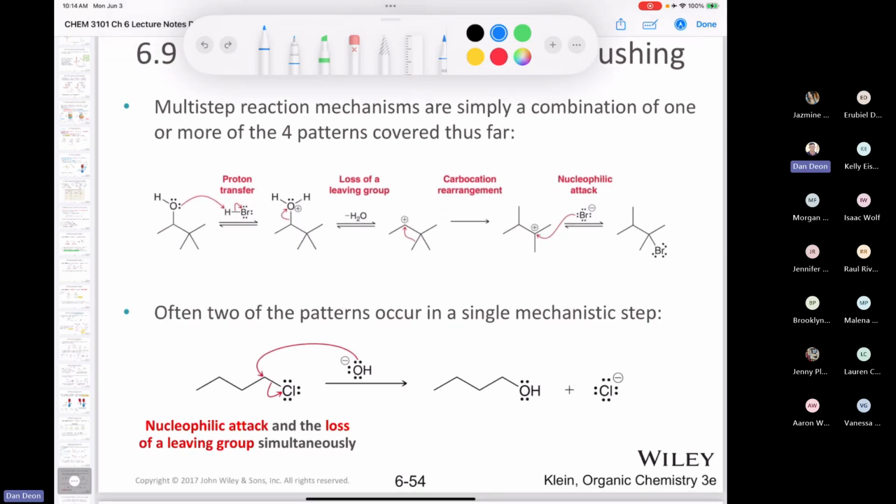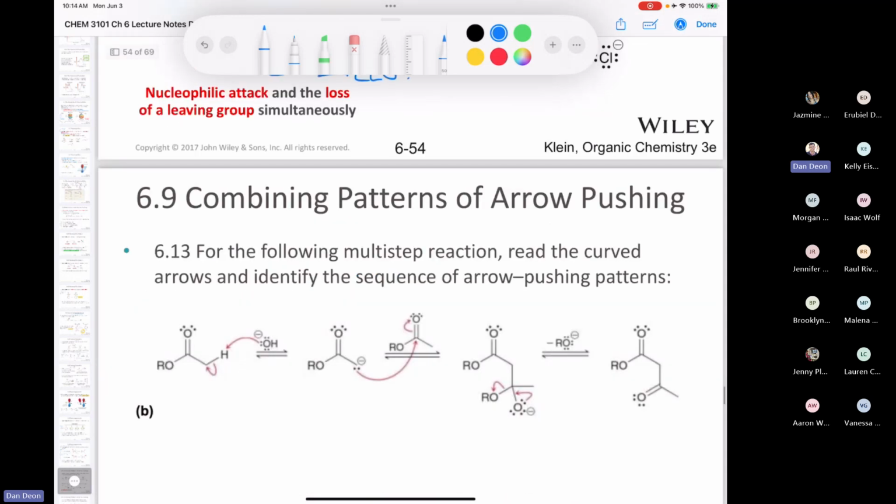Often, we'll have 2 of the patterns occur simultaneously. Here you can see that in the first, or the curved arrow here, the long one, this is a nucleophilic attack, right? The hydroxide is a nucleophile. This carbon here is delta plus, so it's an electrophile. So we have our nucleophilic attack, but then the chlorine is leaving as a chloride. And so this one here, this would be our loss of leaving group. So we have nucleophilic attack and loss of leaving group occurring simultaneously in this particular case.